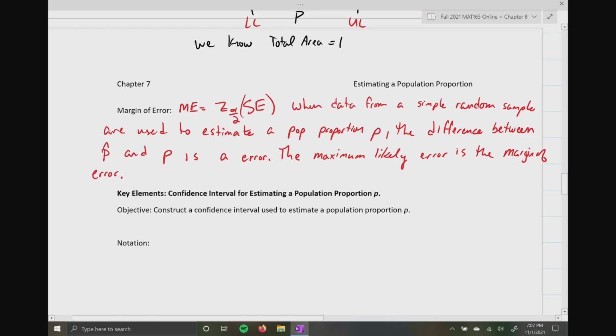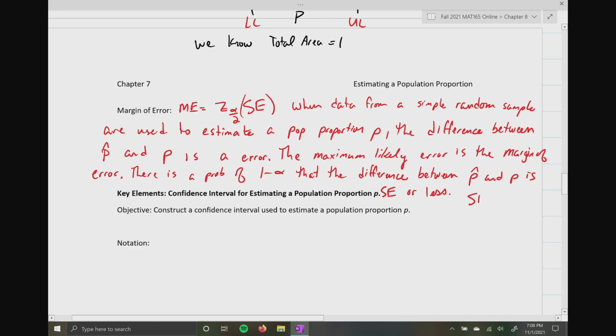Okay? Now, there is a probability of 1 minus alpha that the difference between P hat and P is our standard error or less. Sorry, I forgot the S there. So our standard error for proportion is going to be equal to the square root of P hat Q hat over N.